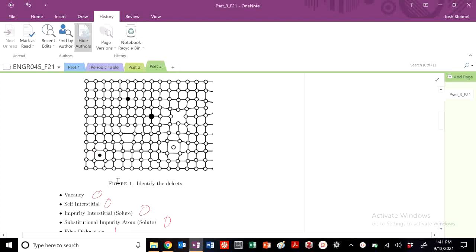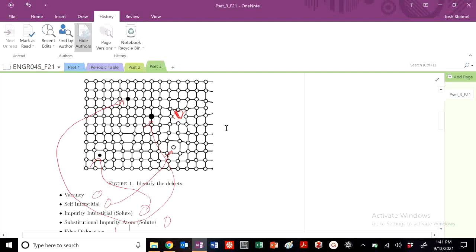So do we see any vacancies? Yep, right here. That's a vacancy. Are there any self-interstitials? There we go, right here. Are there any impurity interstitials? Solute atoms. Yep, right here. Are there any substitutionals? Yes, one right here, and then one right here.